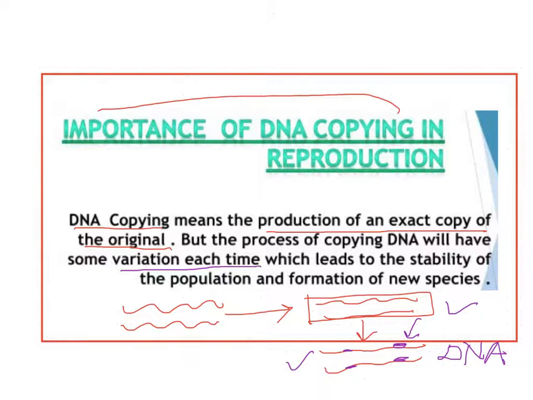So every time there will be a variation, and this variation will lead to the stability of the population and formation of new species. तो हर बार जो ये DNA copying जब भी होगी, तो DNA पहले वाले DNA से हल्का सा different होगा, थोड़ा सा different बनेगा, ठीक है? And because of this difference, there will be variation, and because of this variation, this will lead to the stability of the population or to the formation of new species. So variation is very important, dear students.